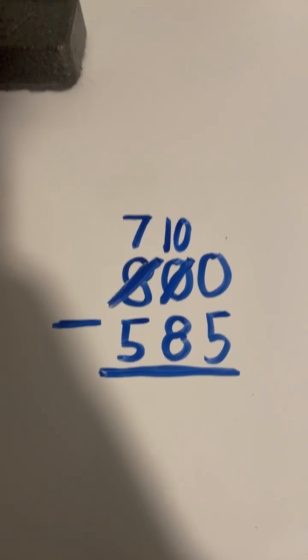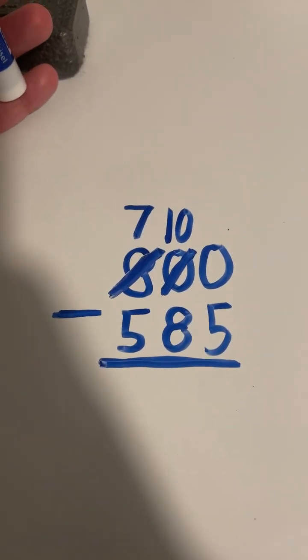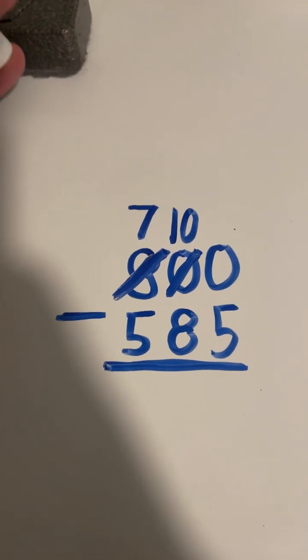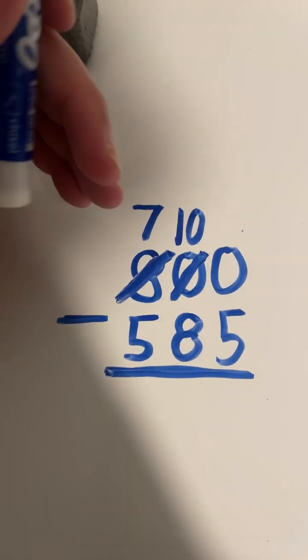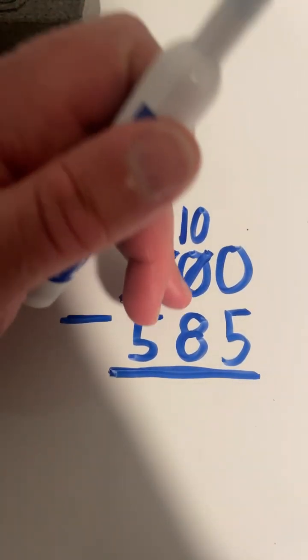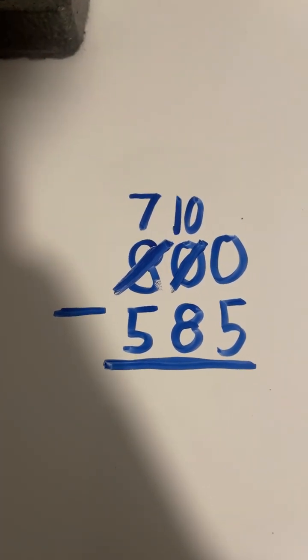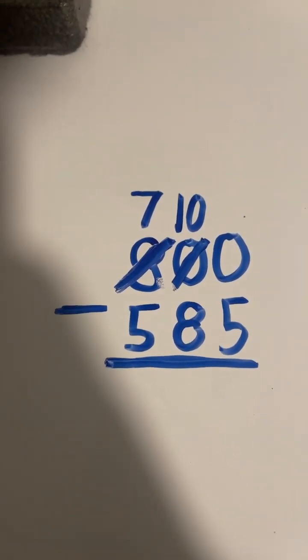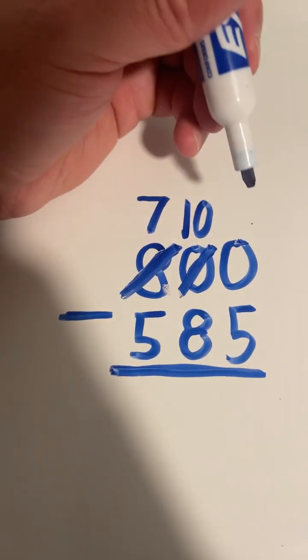Now, back when I was growing up, they called it borrowing. They called it borrowing a 10. But I don't use the term borrowing because when you think about it, you're not really borrowing. If I take a 10 from the hundreds place and put it in the tens place, we're not giving the 10 back. We never give it back. Borrowing is when you take something but then give it back, and we don't end up giving it back. So that's why I don't call it borrowing.